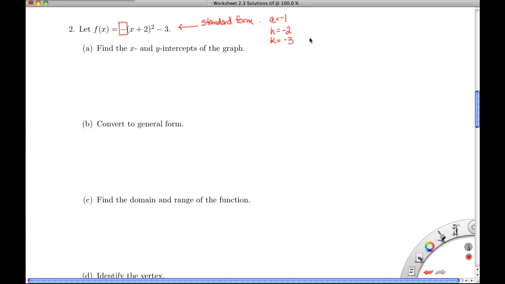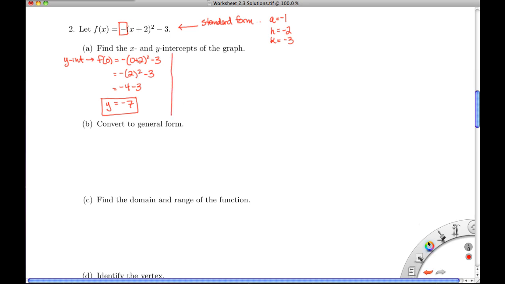Okay, but first they're asking us to find the x and y intercepts. So let's go ahead and start with the y-intercept. This is old hat. We've done this dozens of times at this point probably. To find the y-intercept, we just find f of 0, which in this case is going to be negative 0 plus 2 squared minus 3. We just took our function and plugged in 0 for x. This is going to give us negative 2 squared minus 3, which will give us negative 4 minus 3, which gives us y is equal to negative 7. So there's our y-intercept. It's going to hit the y-axis at negative 7.